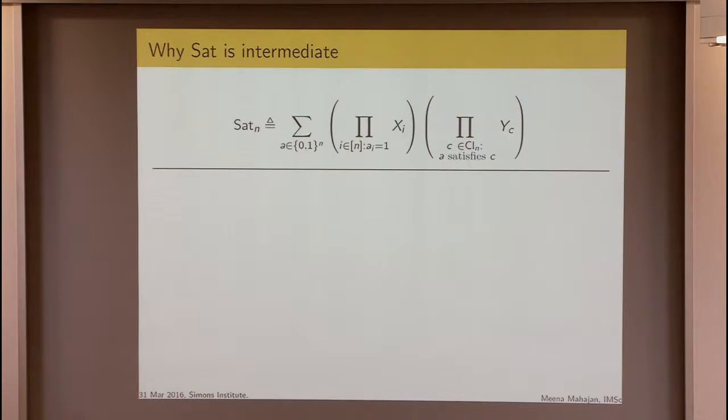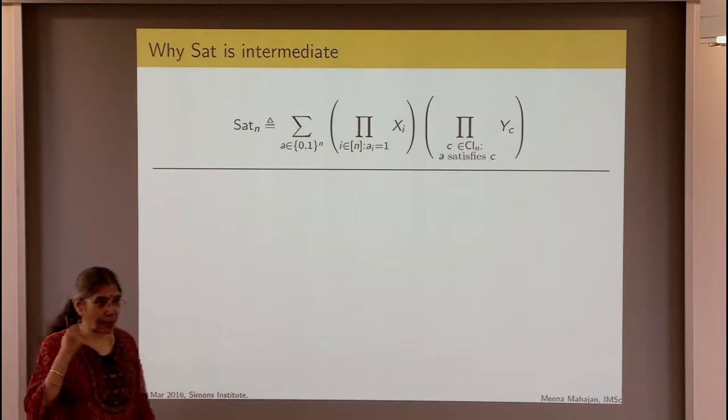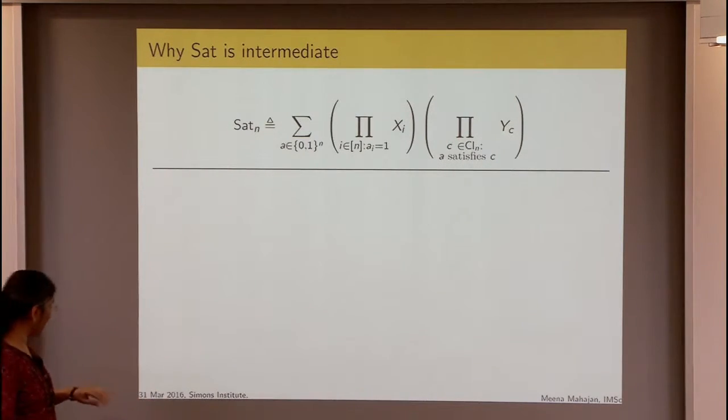So let me show why SAT is intermediate following that template. As I said, the membership part I will not show at all. Membership in VNP is trivial. Why is this polynomial easy? Okay. So I said we need to show that given specific values to the variables, I can evaluate this in Boolean P.